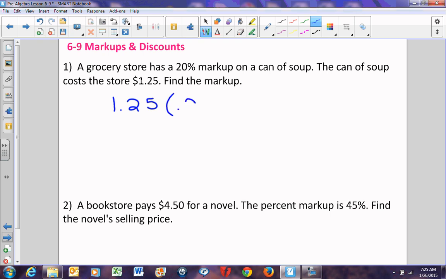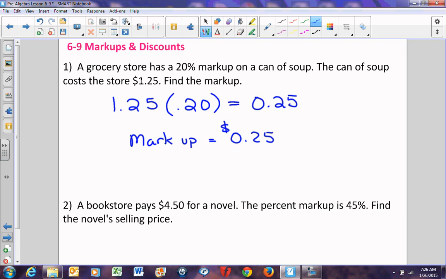Remember, 20% is 0.20. We don't want to accidentally not put the decimal point in there, otherwise we're going to be selling a can of soup for an awful lot of money. So if I take $1.25 and I multiply that by 0.20, I get 0.25. So the markup is 25 cents. So they'll now sell this can of soup for $1.50, but they only marked it up a quarter. And you might say, well, that's not very much money. Well, if you sell 1,000 cans of soup a day, that could be an awful lot of money. $250.